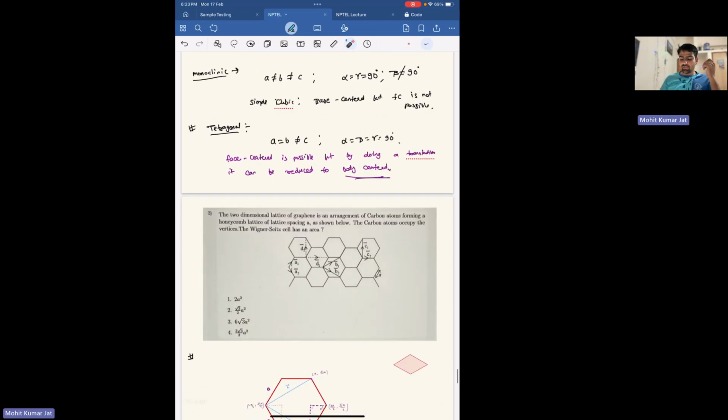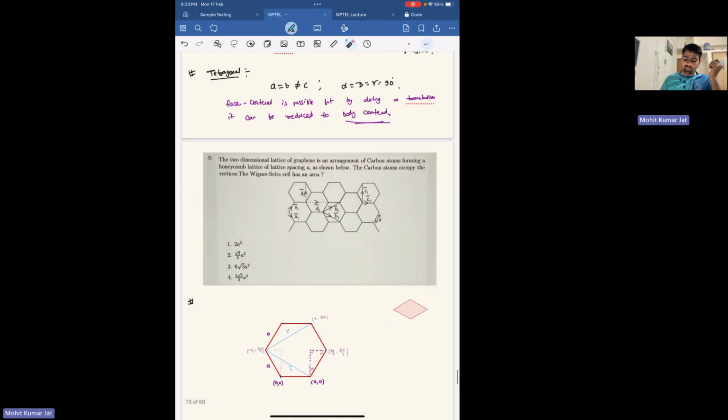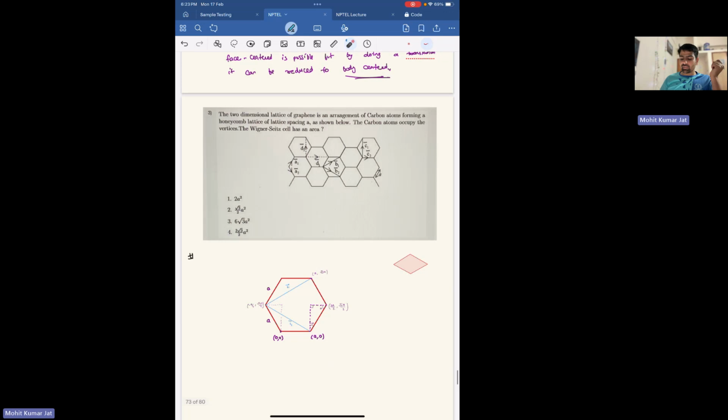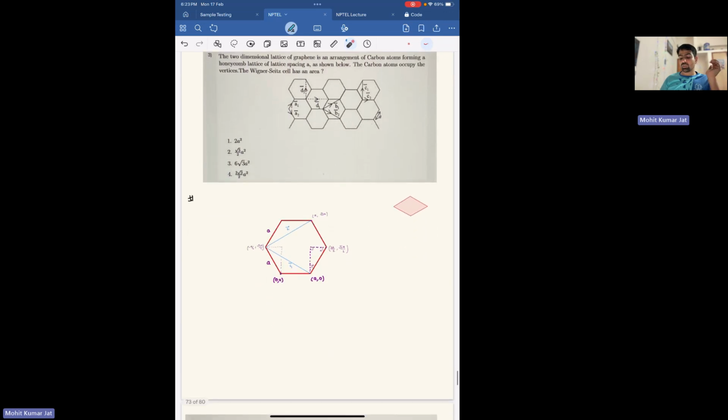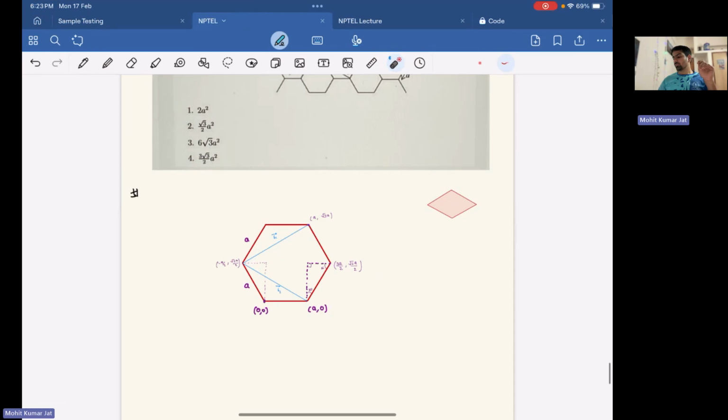The next question is: the two-dimensional lattice of graphene is an arrangement of carbon atoms forming a honeycomb lattice of lattice spacing a, as shown below. The carbon atoms occupy the vertices. The Wigner-Seitz cell has an area... Okay, cool.